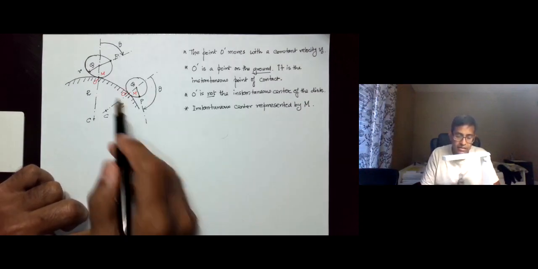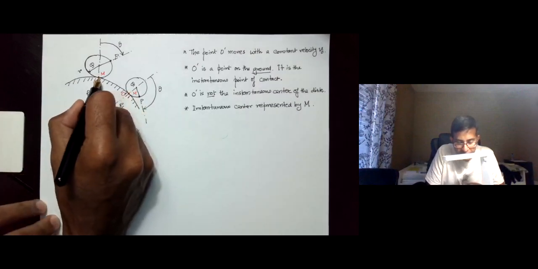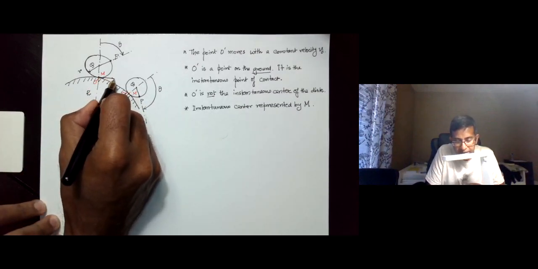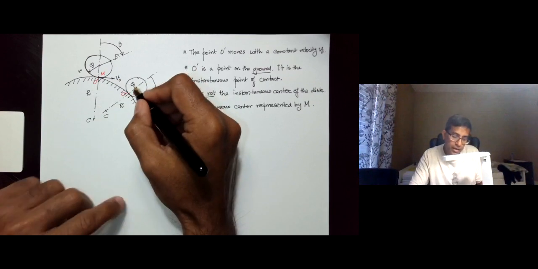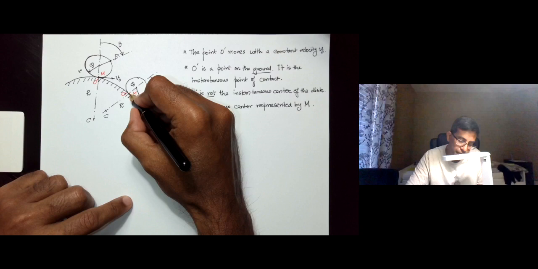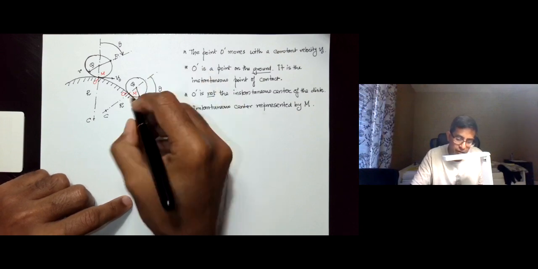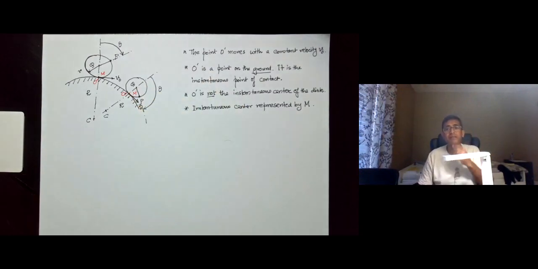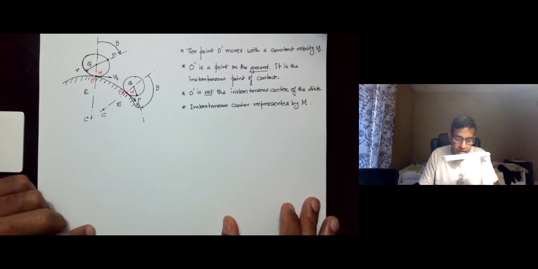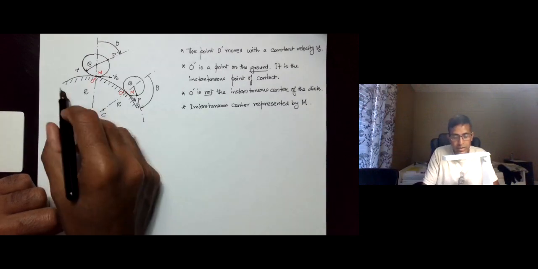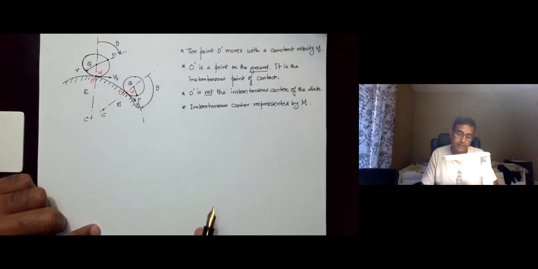So M is on the disk, O prime is on the ground, and it is given that as the rolling motion occurs, the velocity of O prime is going to be v naught, and that's a constant velocity. So the rolling takes place in such a way that O prime moves with a constant velocity, and clearly it is tangential to this curved surface at any instant.